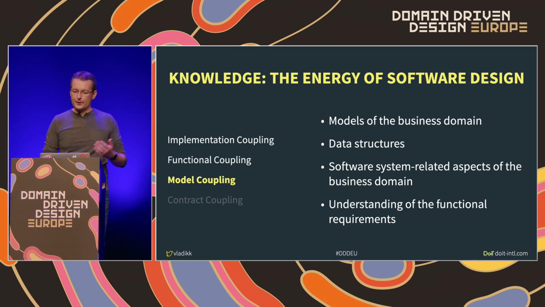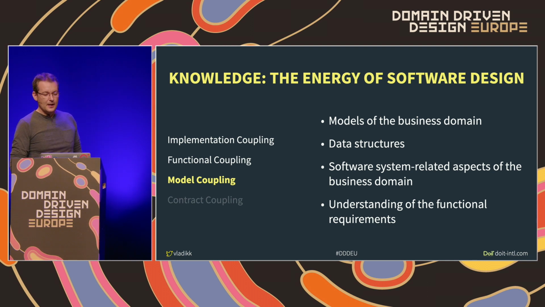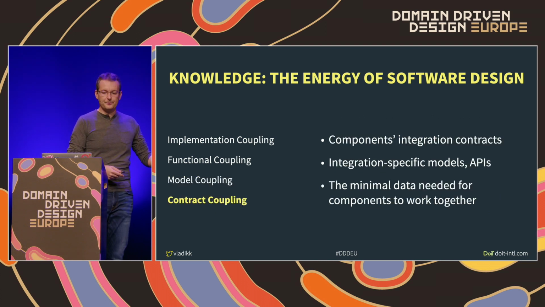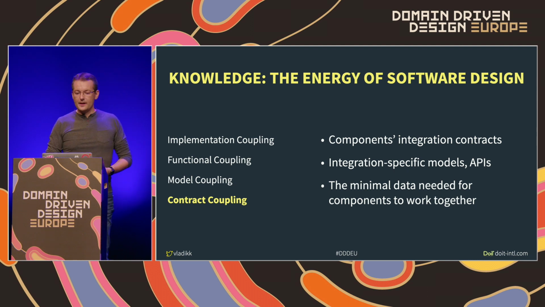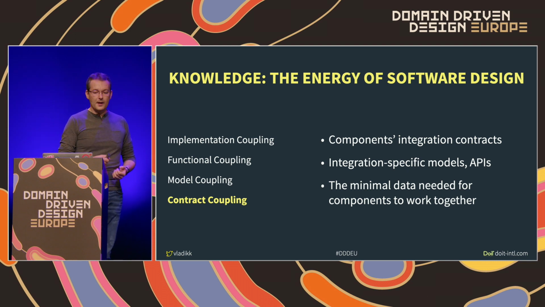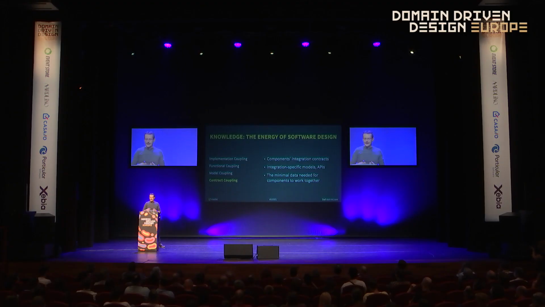A lower level of integration strength is model coupling, meaning that components are using the same model of the underlying business domain. Here again, when the model changes, the changes will have to be propagated across the boundaries of these components. And finally, the lowest level of shared knowledge is contract coupling. Here, the components are integrated through an explicit integration-specific model that is decoupled from their implementation details, meaning that implementation can evolve independently of the integration contract, thus minimizing the cascading changes and minimizing the shared knowledge.